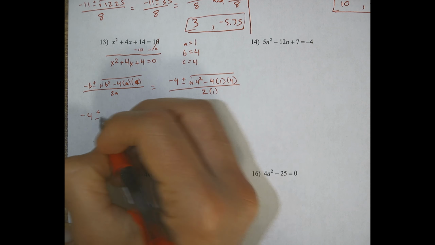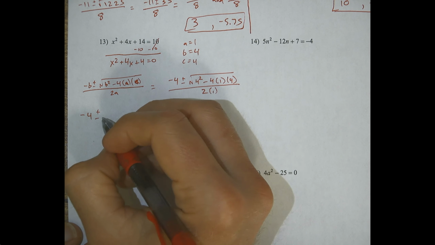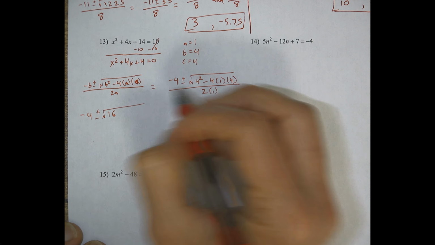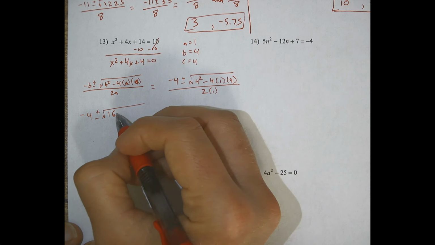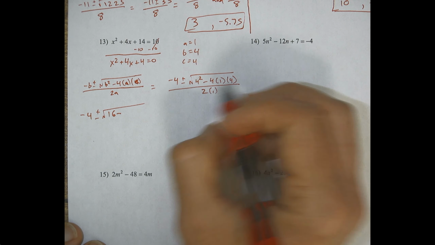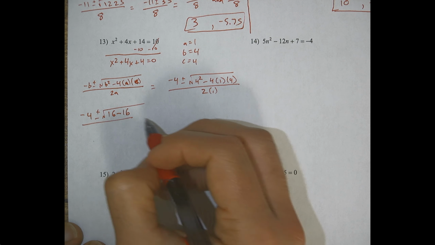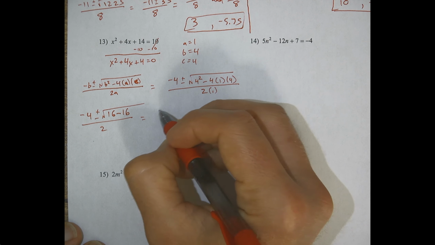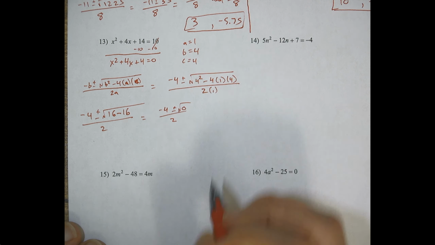All right, let's figure this out in here. 4 squared is going to be 16. I see a minus, and it's the only one, so it's going to remain a minus. 4 times 1 is 4, times 4 is 16. So this is going to end up becoming 0. The bottom is 2. So it's negative 4 plus or minus the square root of 0 over 2.